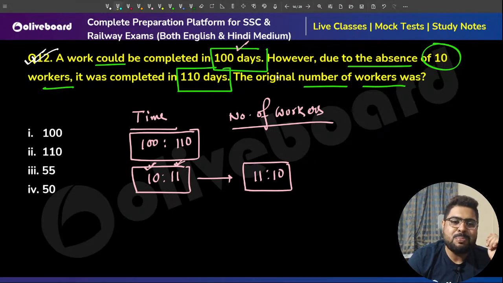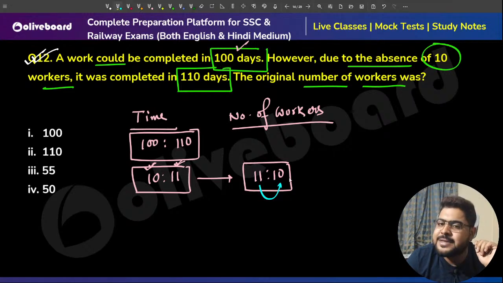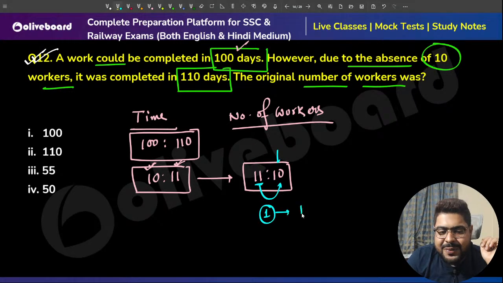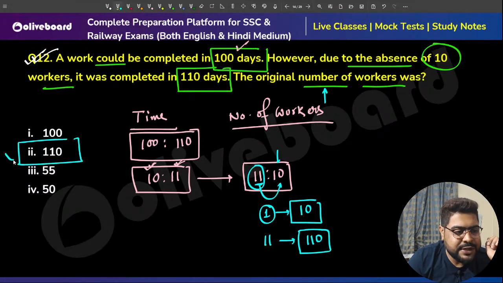Now, they are saying why it completed late, sir? Because there were some absentees. How much is the absentees? Over here it was supposed to be 11 workers, now it is 10 workers. Absentee of one unit. 1 unit is 10. They are asking what is the original number of workers, meaning the value of 11. So the value of 11 will be 110, sir. Option number 2.